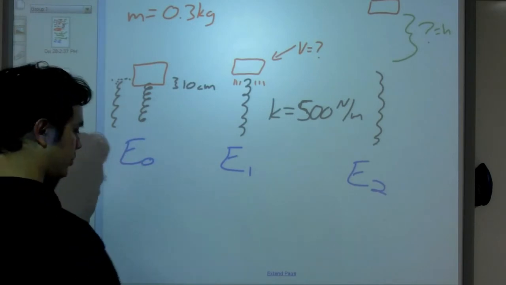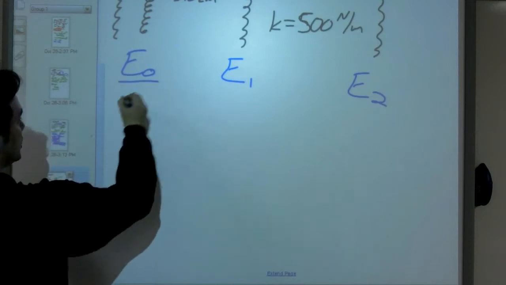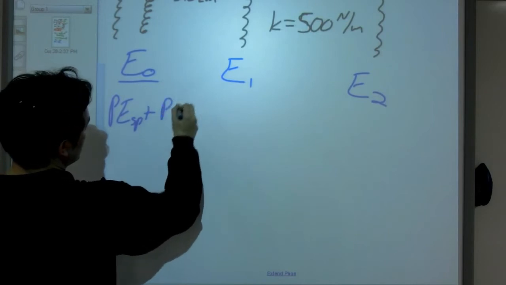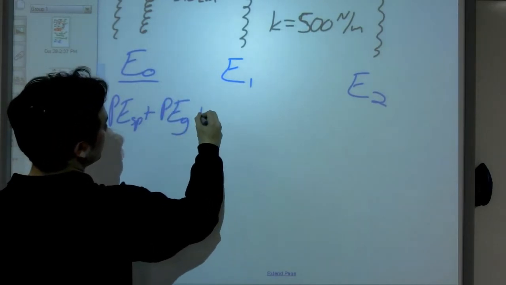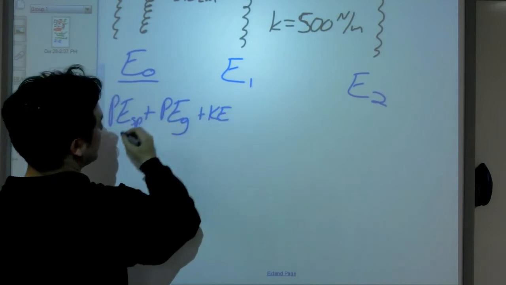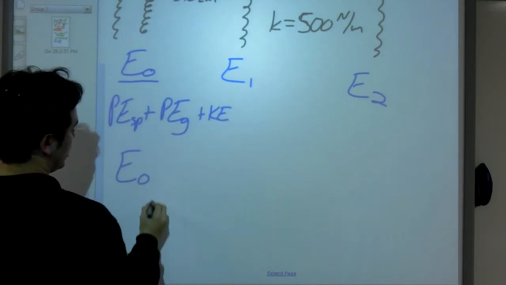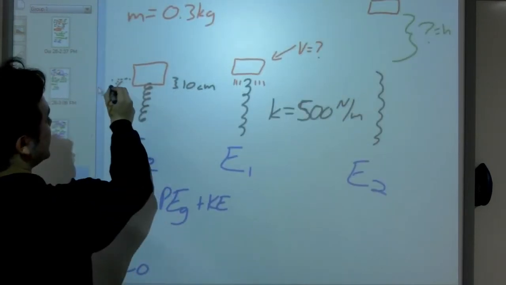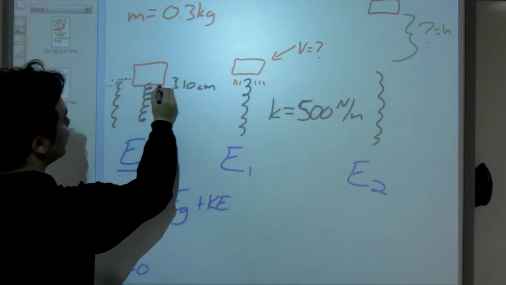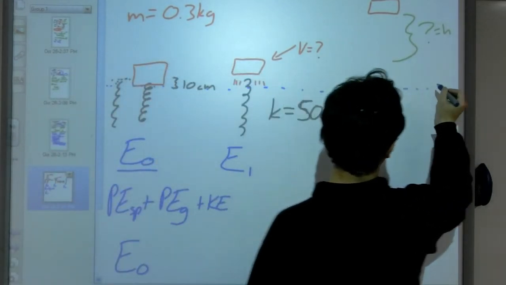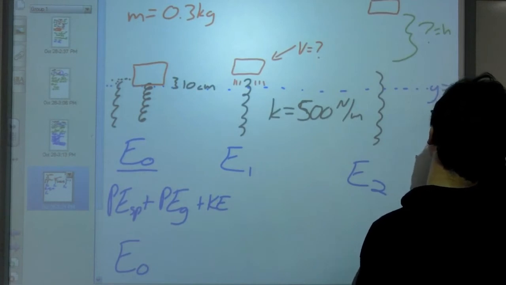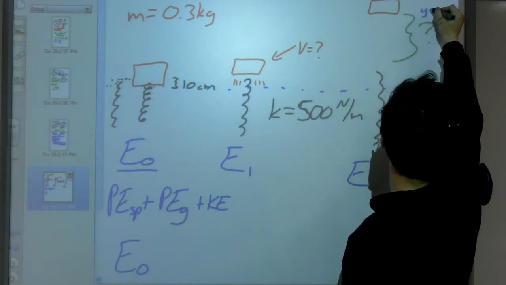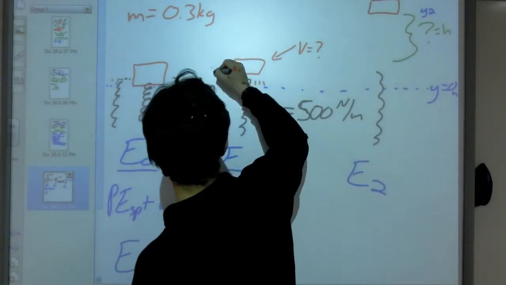Okay. So what I'm going to do is I'm going to start looking at my energy at each point. Most likely I'm going to have potential energy from a spring plus potential energy from gravity plus some kinetic energy. Okay? So let's start off and look at our initial position. Let's make this compressed height here y equals 0 meters. And then up here is going to be probably y2. This is going to be y1.